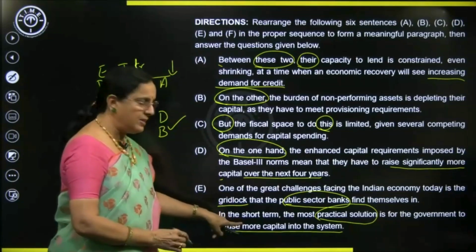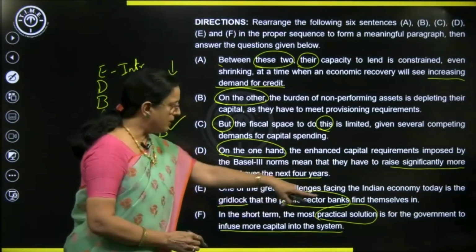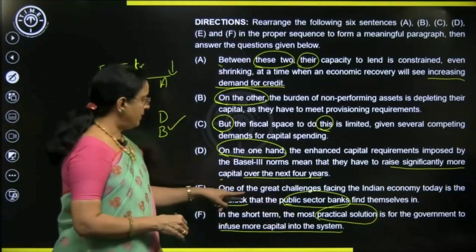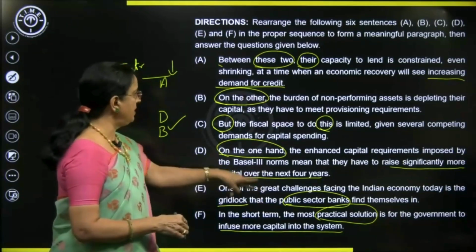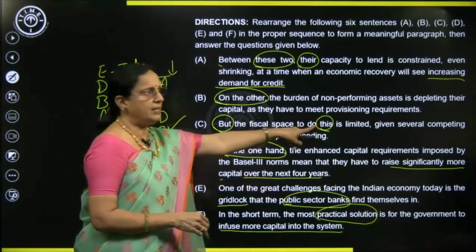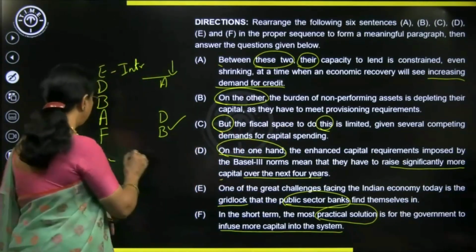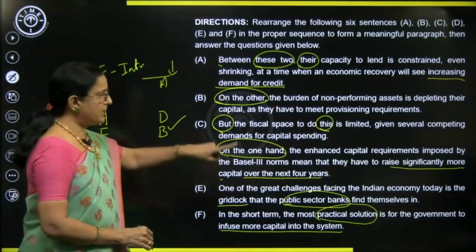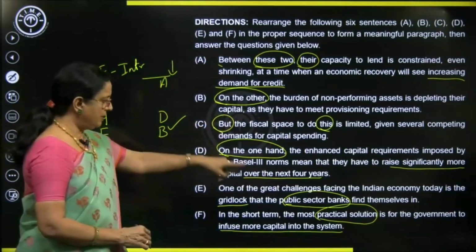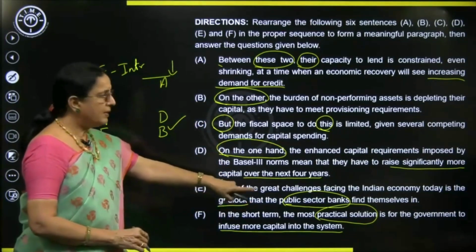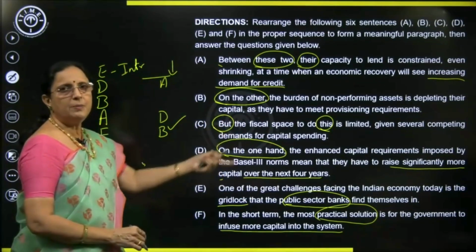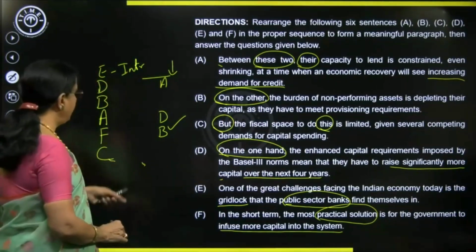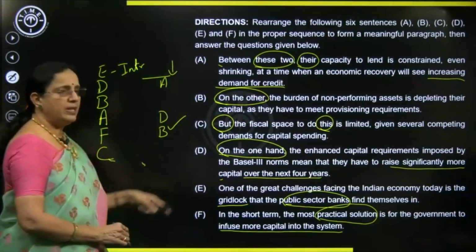Clear cut combination is here. The most practical solution is for the government to infuse more capital into the system. At that, infusing more capital into the system to do this is limited. Clear? So, C closes the discussion. So, we started with a problem, discussed the challenges there, and then provided the solution, and then the problem to implement the solution. So, this is the perfect order. We have successfully arranged the given statements in an order.